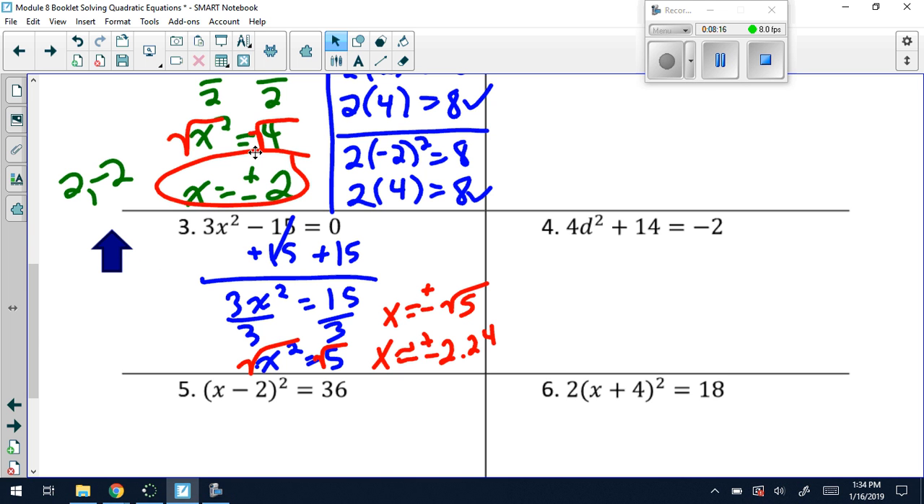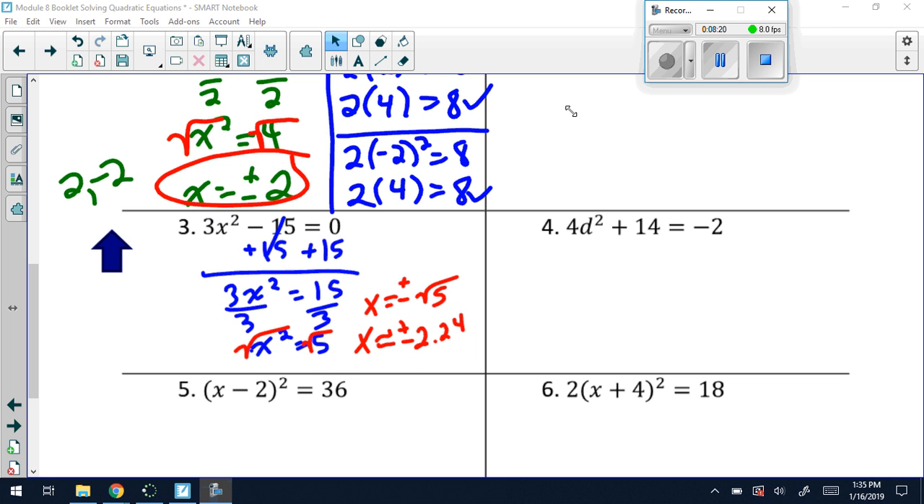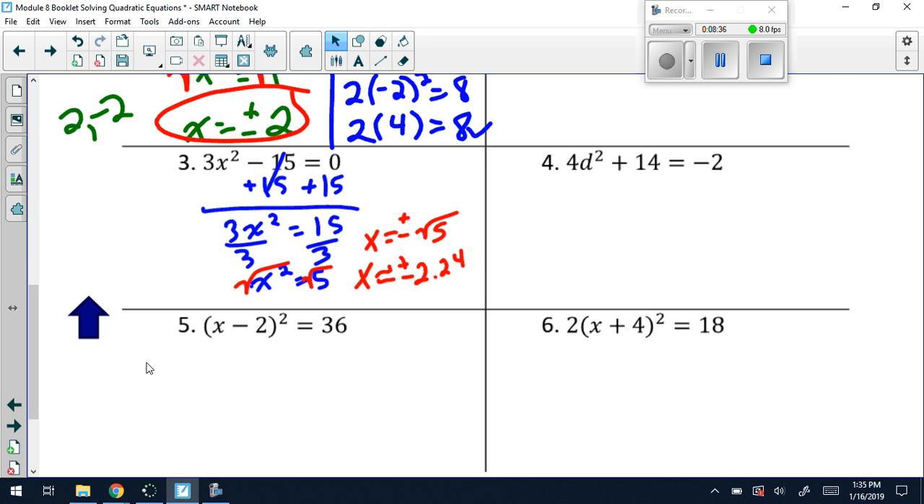All right, we're going to take a look at example 5. Example 5 looks quite a bit different than the others because I don't just have x squared, I've got x minus 2 squared. Notice that this entire side is being squared. This whole side, the whole thing. When that happens, I can just go ahead and take the square root. Because it's the entire side being squared, I can do the square root of both sides.